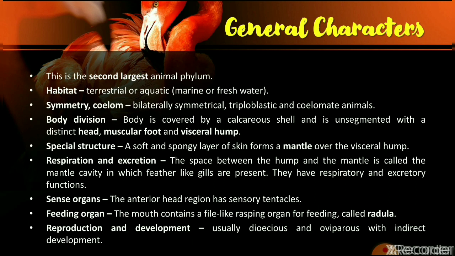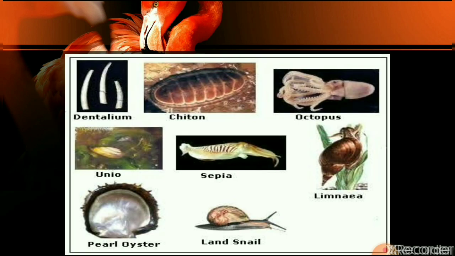Sensory organs: the anterior head region has various sensory tentacles. The mouth contains file-like rasping organs for feeding called radula. They are usually dioecious and oviparous with indirect development. Some common examples of the phylum: Dentalium, chiton, octopus, limnea, sepia, land snails, unio, turtle oyster, etc.